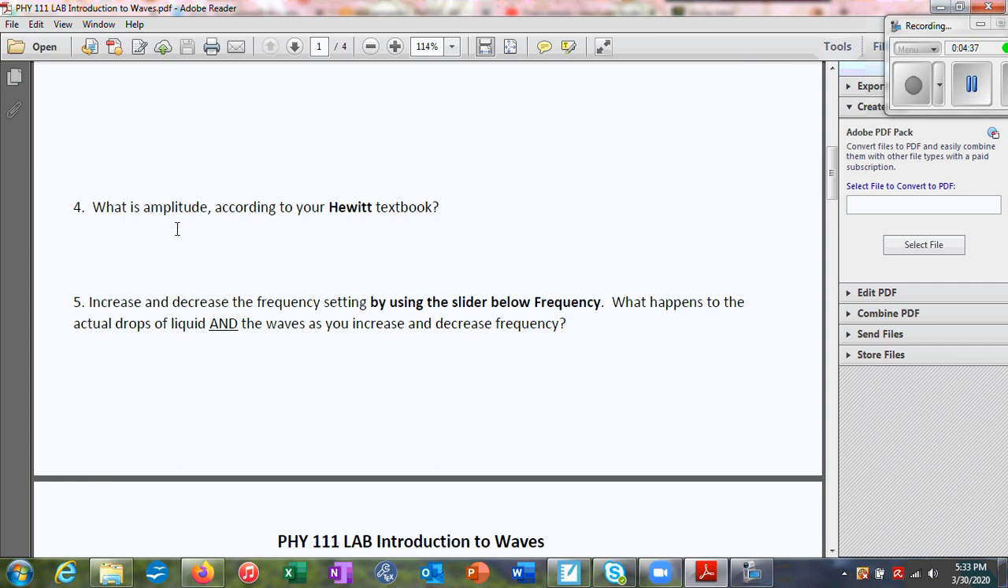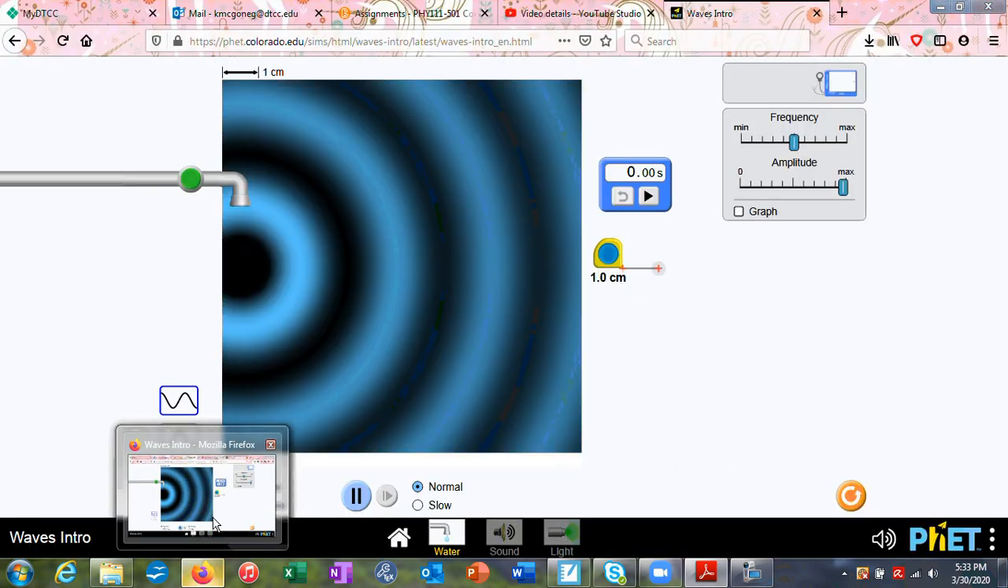So find the definition of the amplitude, read it, think about that, and answer that question. The next thing you're going to do is increase and decrease the frequency by using the frequency slider. Then you're going to talk about what happens to the drops of liquid and the waves as you increase and decrease the frequency. So let's see if we can get our waves back.